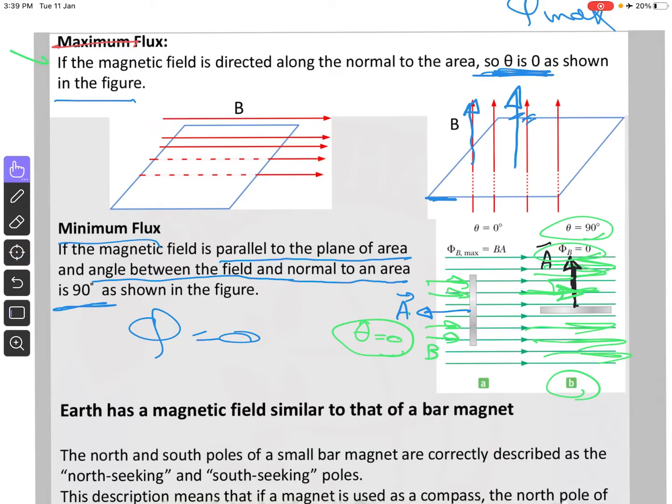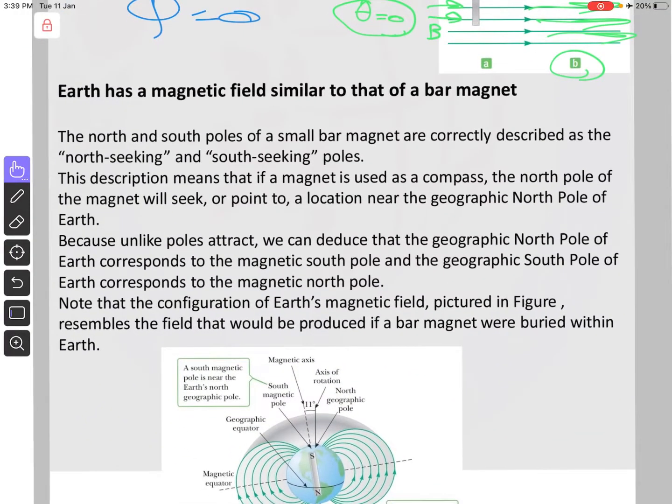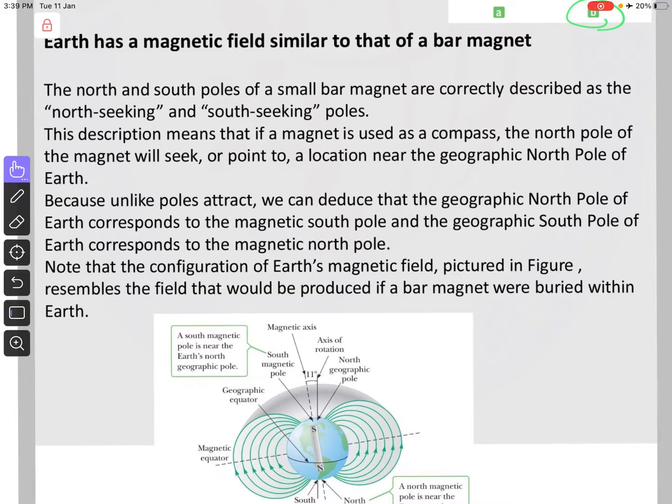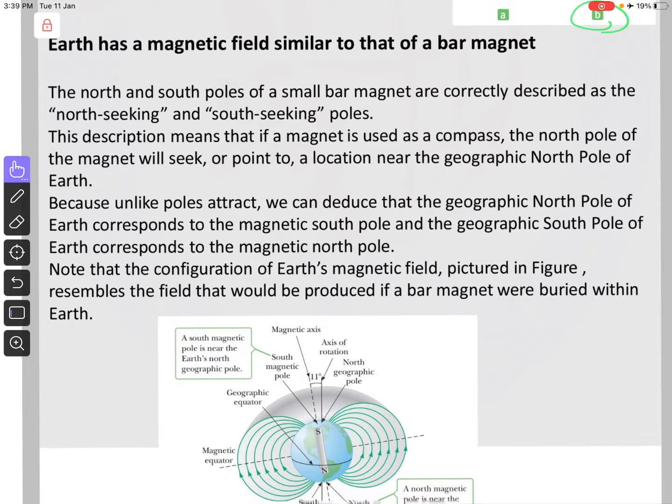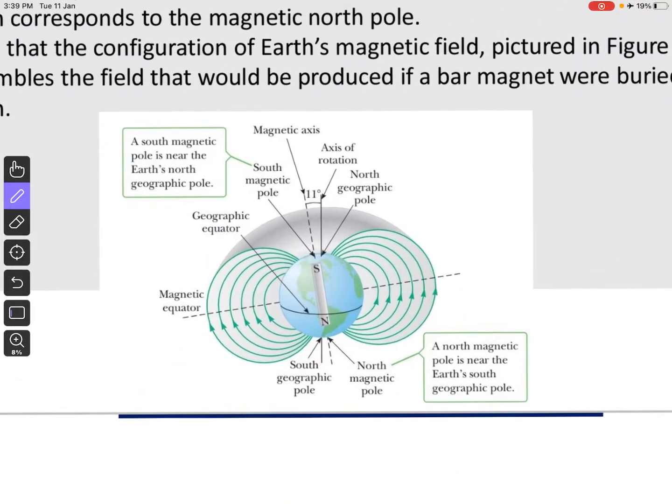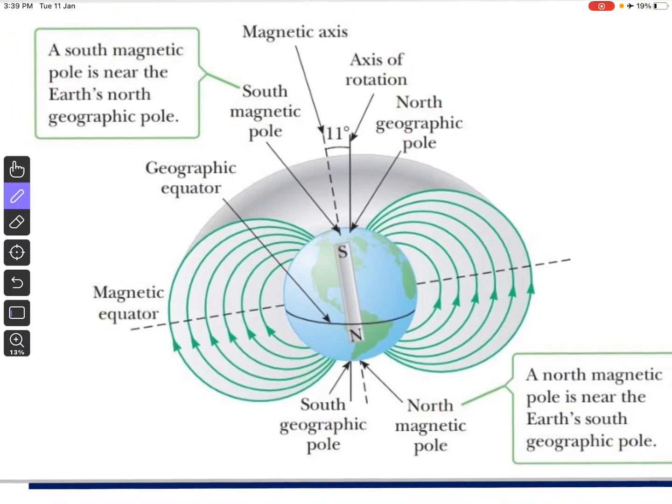Now we have something about the magnetic field of the Earth. Earth has a magnetic field similar to the bar magnet. When you have a bar magnet, of course, you will have the North Pole, South Pole. For Earth, we have this figure. If you could understand that figure, it will be perfect.